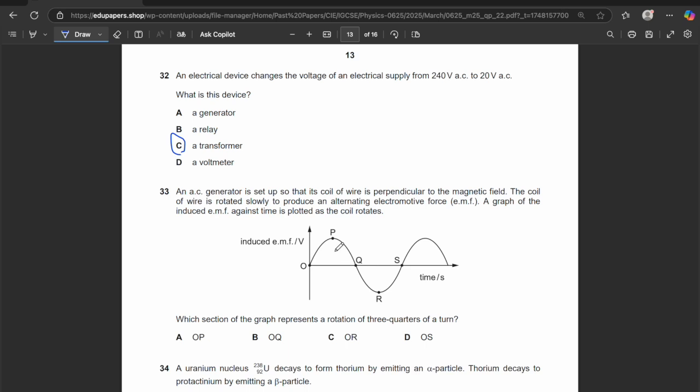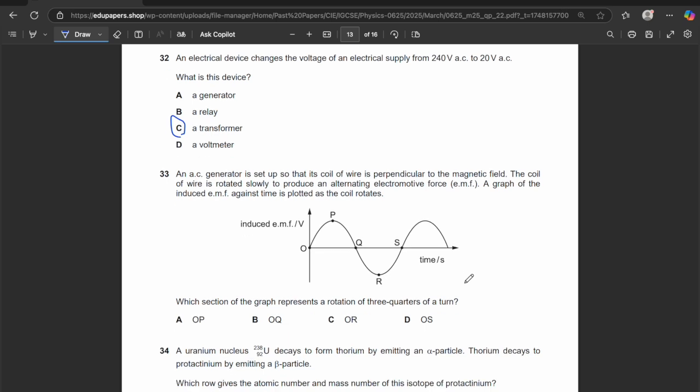So 33. An AC generator is set up so that its coil of wire is perpendicular to the magnetic field. The coil of wire is rotated slowly to produce an alternating electromotive force, EMF. A graph of the induced EMF against time is plotted as the coil rotates. Which section of the graph represents a rotation of 3/4 of a turn?